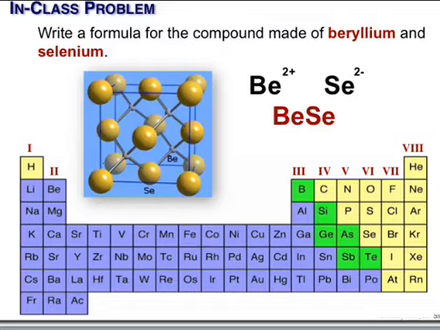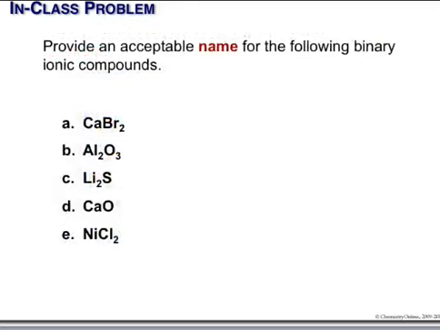Any questions? Well, let's go ahead and take this list, and just quickly on your paper, jot down acceptable names for each of these binary ionic compounds. What does binary mean? It just means we have two elements. On the first exam, you will be given compounds and you will be asked to write names. You will be given names and you will be asked to write compounds.